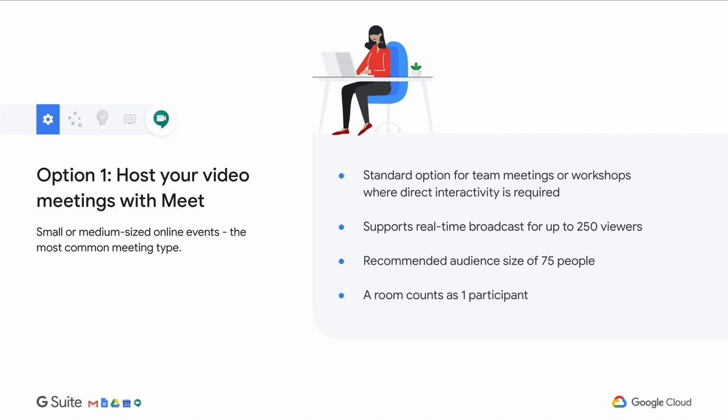You can support real-time broadcasts up to 250 viewers. The recommended audience would be around 75 people at any given point in time, and a room is counted as one participant. Google Meet works well with team meetings and workshops. So this is how you're going to be doing it.